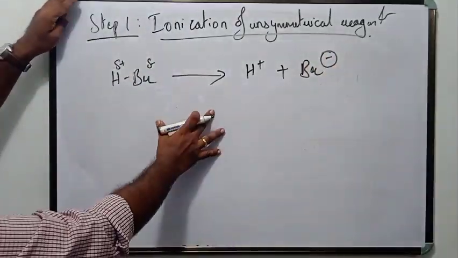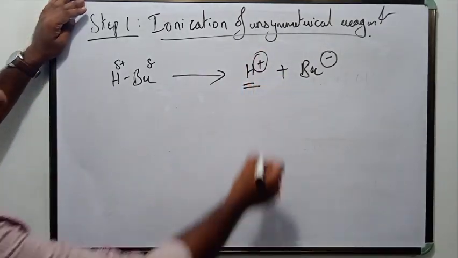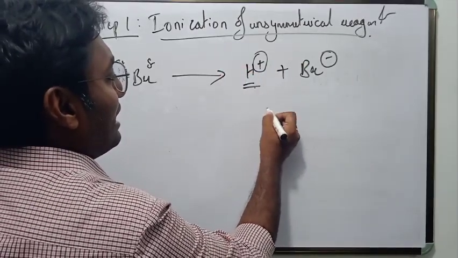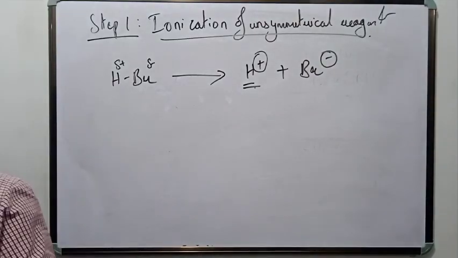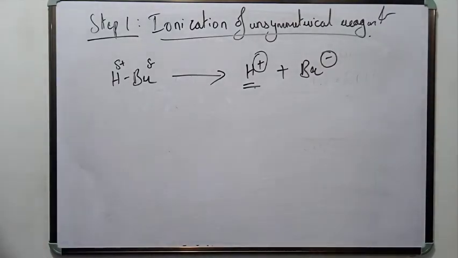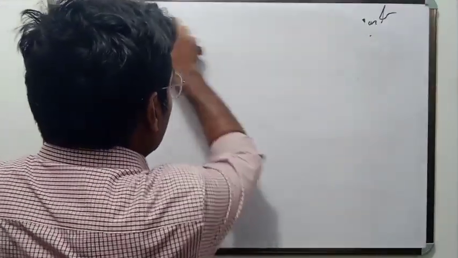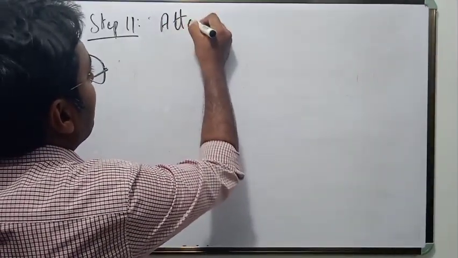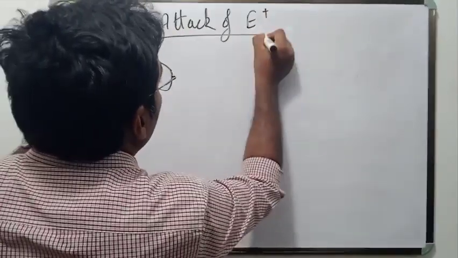Now in this step, the electrophile has taken birth. Now it needs to attack the electron rich alkene. That attack we will see in step number 2. So step 2, attack of electrophile. Let us see. Step 2, attack of electrophile E plus. You can write full E plus.